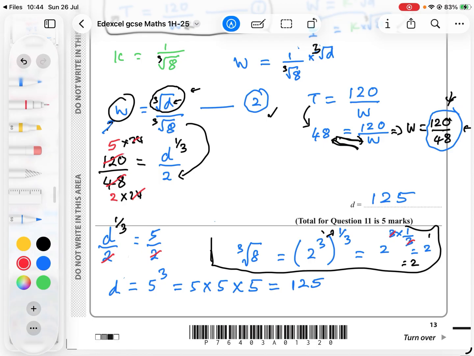So D to the power 1 over 3 over 2 equals 5 over 2. 2 cancel. So D to the power 1 over 3 is 5. When you cube both sides, 3 cancel, D equals 5 to the power 3. 5 times 5 times 5, the answer is 125. Thank you.